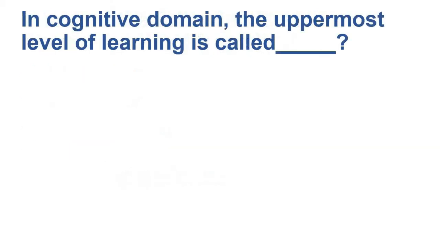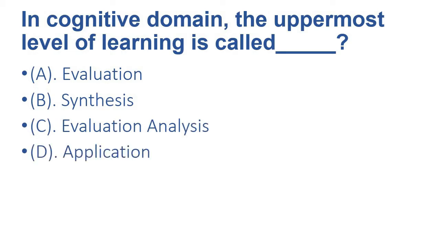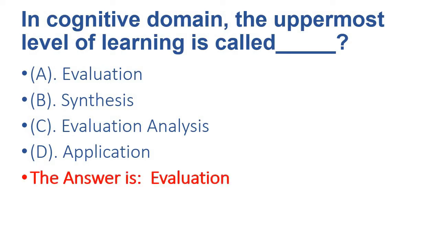In cognitive domain, the uppermost level of learning is called A. Evaluation. B. Synthesis. C. Analysis. D. Application. The answer is evaluation.